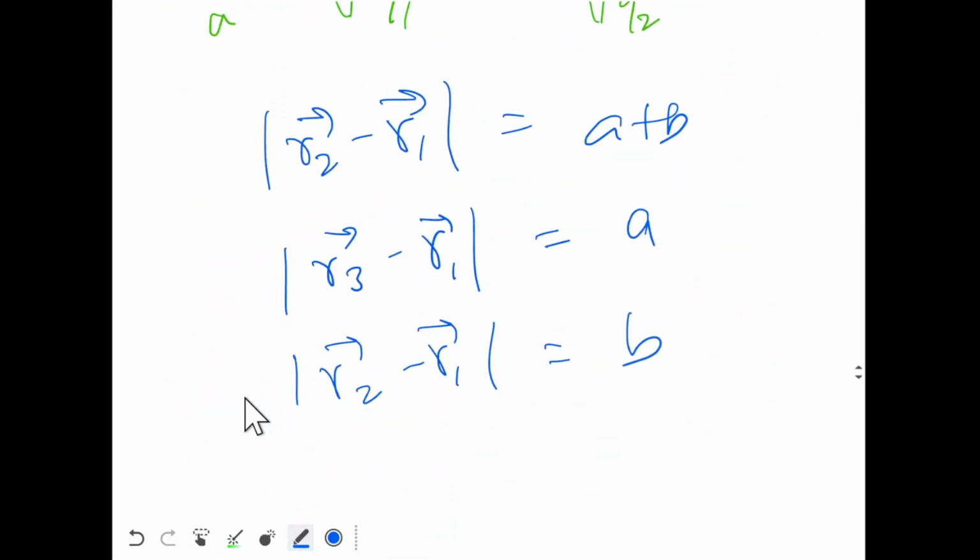R3 vector minus r2 vector, sorry, this will be r3. So these are your three equations from where you can find another relation between the vectors and a, b. I'm not going much further into this.